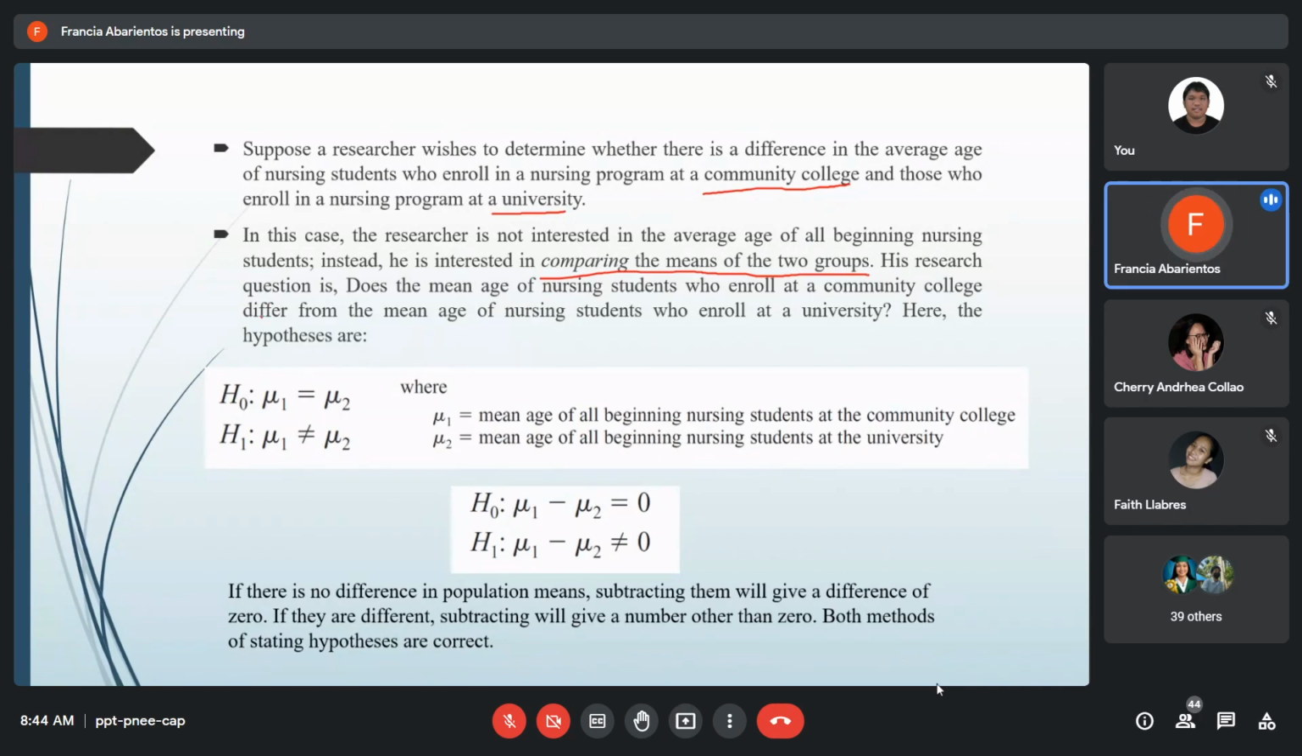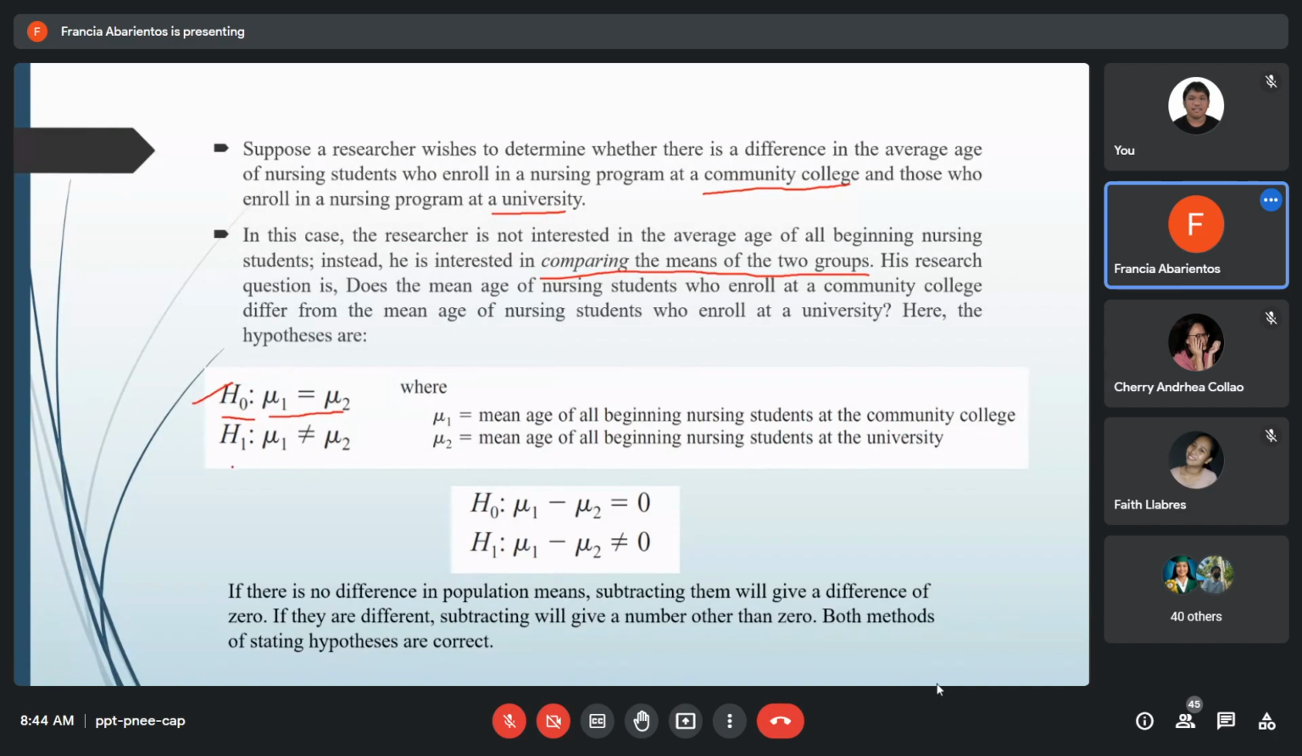So, this is now, class, your null hypothesis. You always state it like this, class. The first, yung H0, this is the null hypothesis. So, we always state that there is no significant difference between the means of the two groups.